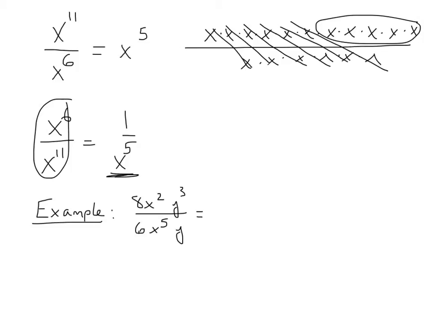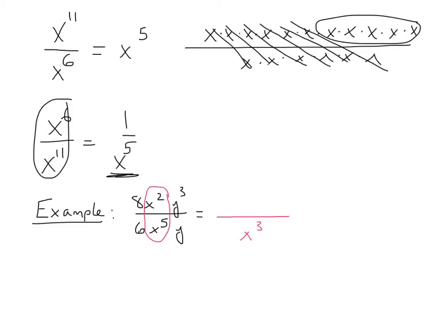So let's take a look at this example. 8x squared times y cubed, and that quantity divided by 6x to the 5th y. And what we're going to do is, just like last time we multiplied expressions with the same bases, here we're going to look at doing the division between these exponential expressions with the same bases. So I'll go ahead and put my fraction bar in and say, okay, I've got 2 factors of x in my numerator, 5 in my denominator. When that cancels out, I'll end up with 3 factors of x remaining in my denominator.